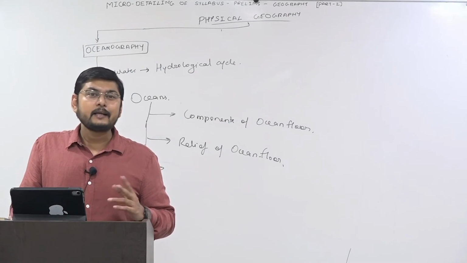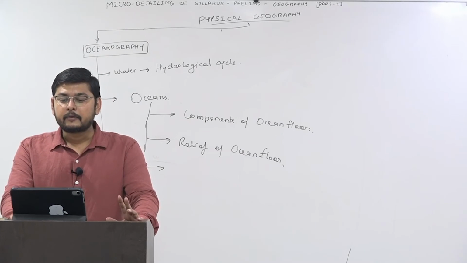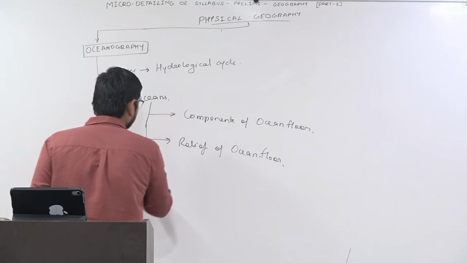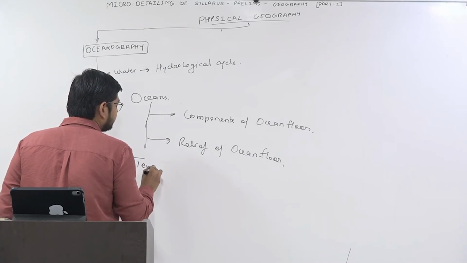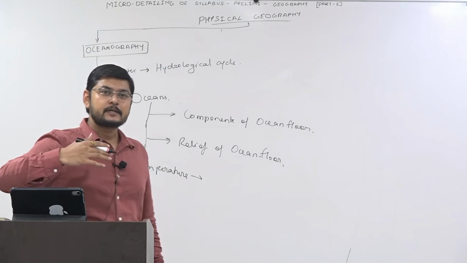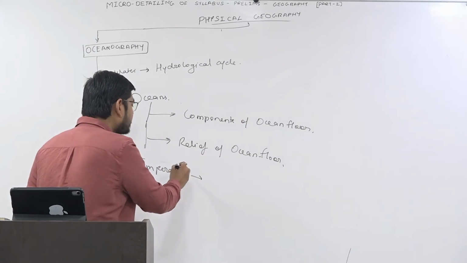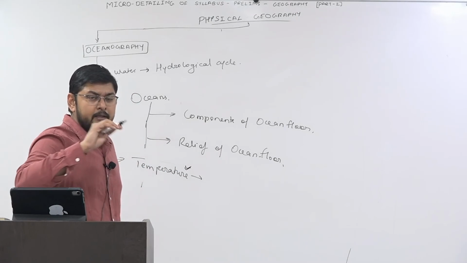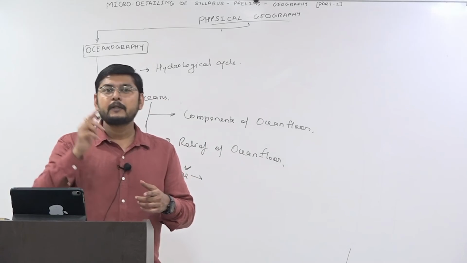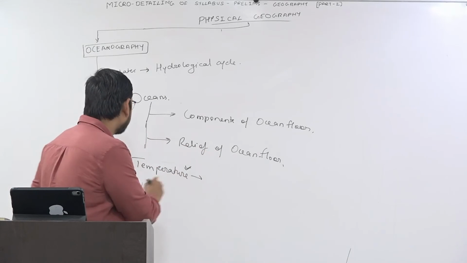There are also minor relief features, for example mid-oceanic ridges, seamounts, guyots, and atolls. Then another important thing we will be looking at is the temperature of the ocean. The temperature of the ocean at the equator is different from the temperature of the ocean near the poles. Why is this difference there? The temperature of the sea present in a closed area is different from the temperature of the ocean in an open area. Why is it different? Those will be studied in detail.